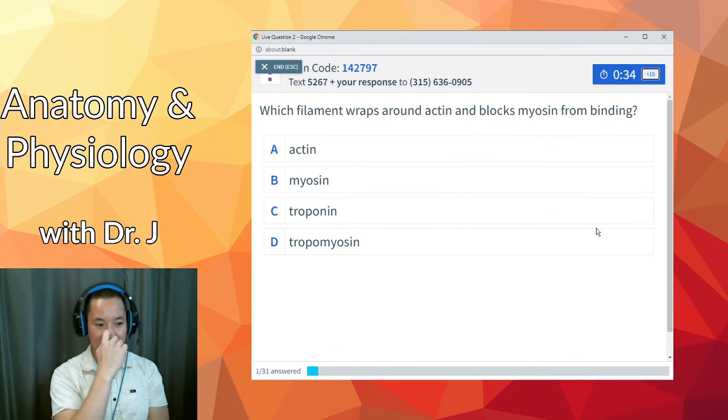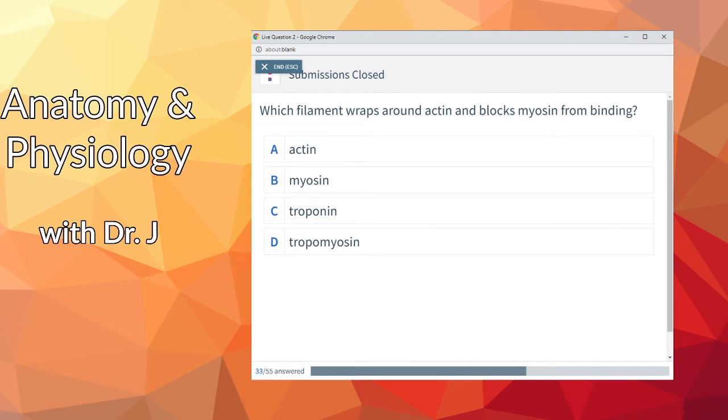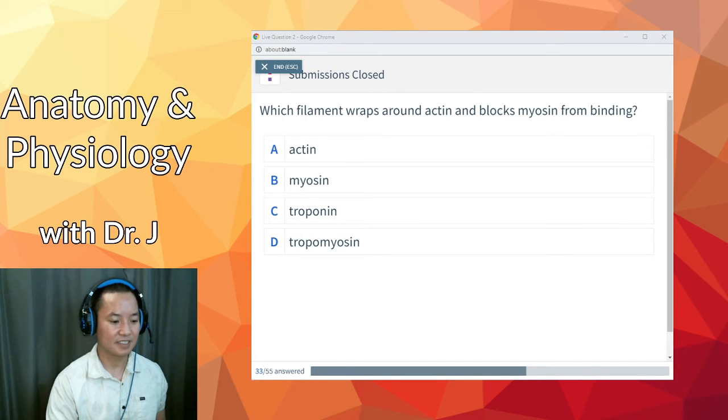So which filament wraps around actin and blocks myosin from binding? Okay, let's see how everyone did. So it seems like most of you said tropomyosin, some of you said troponin, and the people who said tropomyosin are correct. So tropomyosin is actually the physical barrier that blocks myosin from binding to actin. Troponin is the one that moves it away.